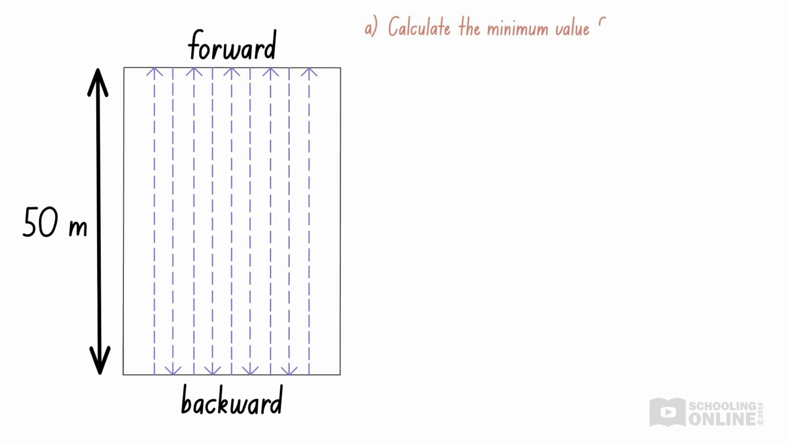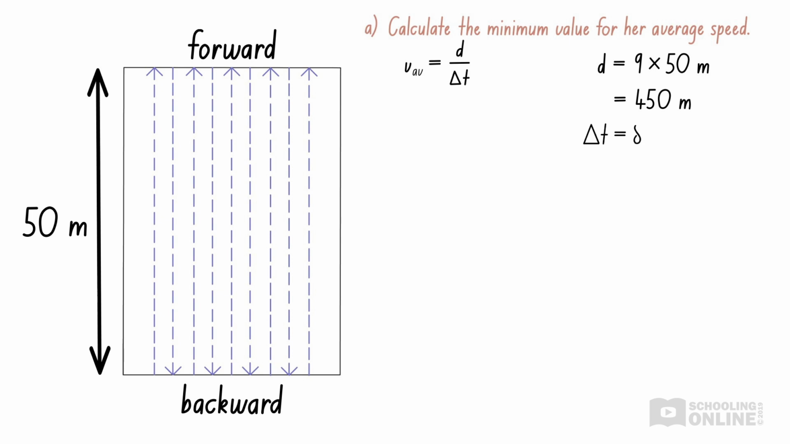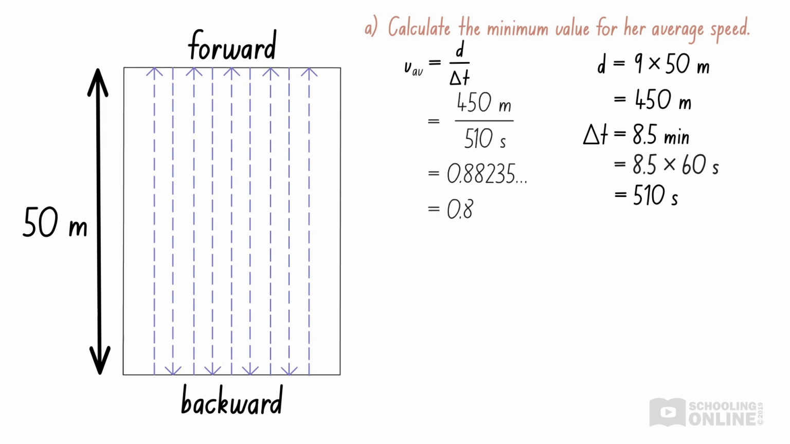To answer the first part of the question, we'll need the formula for average speed, the distance travelled divided by the time taken. Janice needs to swim 9 laps, each being 50 metres, so the total distance is 450 metres. She has 8.5 minutes, but we should convert this to the SI unit of seconds. After multiplying by 60, we find the time taken is 510 seconds. Therefore, her required average speed is 0.88 metres per second.